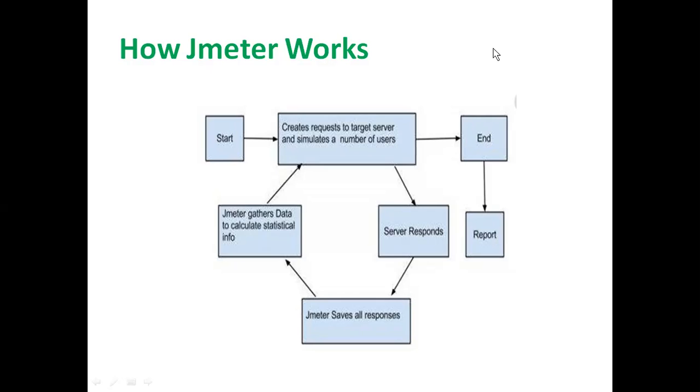From those responses, JMeter starts gathering statistical data. Statistical data is, for example, the number of records which passed, the number of users which failed, what is the minimum time 50% of the users were taking, and what is the maximum time taken to hit the server. Those kinds of details can be taken from JMeter.